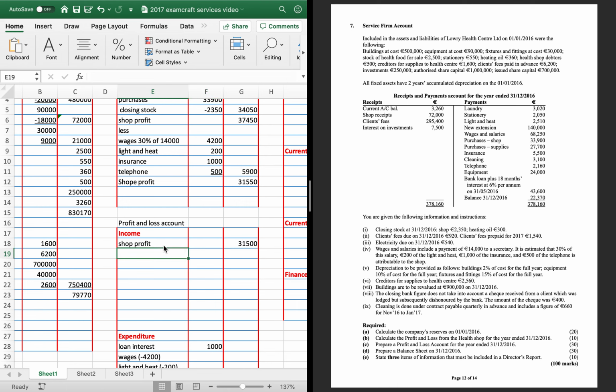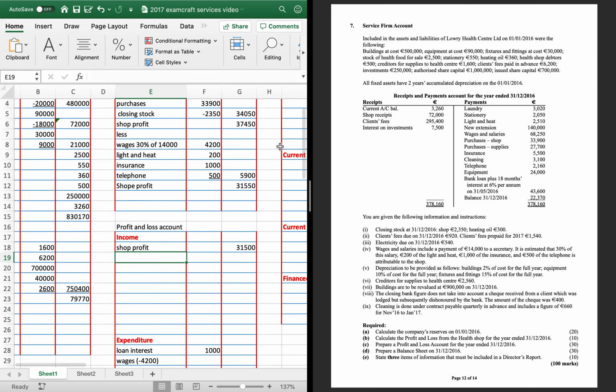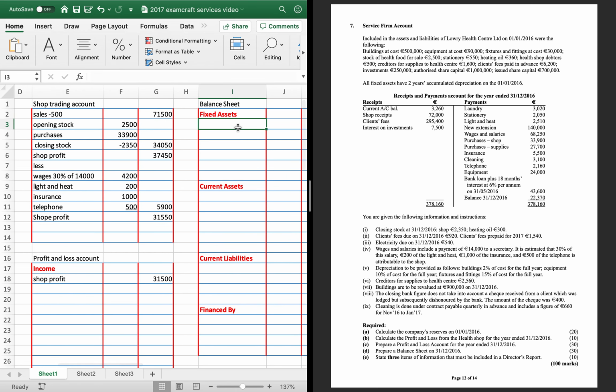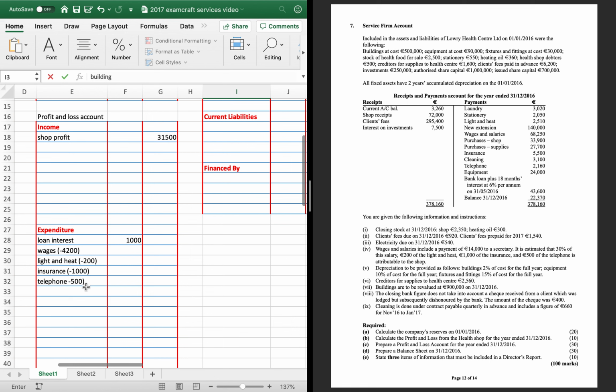Okay, so now from there, I'm going to go back up. I have my trading profit and loss account and my balance sheet ruled out. I'm going to go back up to the top and work my way down from top to bottom, making sure I get everything in and ticking them off as I go. So the first one is my buildings. I'm looking to see if there's any mention of buildings in the question. I know anyway, buildings is a fixed asset, and I know there's going to be depreciation of buildings, so I'll just write them down.